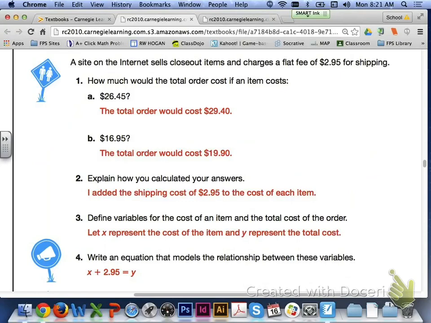If we take a look at letter A, the total order would cost $29.40. For letter B, the total order would cost $19.90. Number 2, you would take the shipping cost of $2.95 and add that to the cost of each item. That's how you would calculate your answers. I did tell you already that X was going to represent the cost and Y was going to represent the total cost. So the equation then that we should come up with is X plus 2.95 is equal to Y.